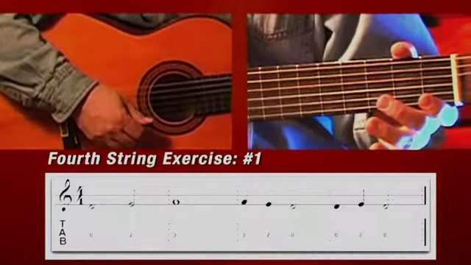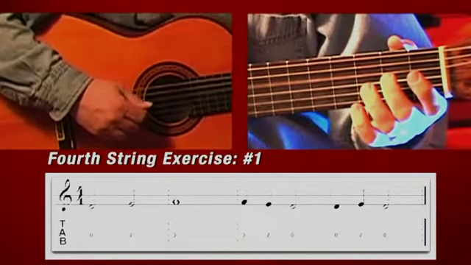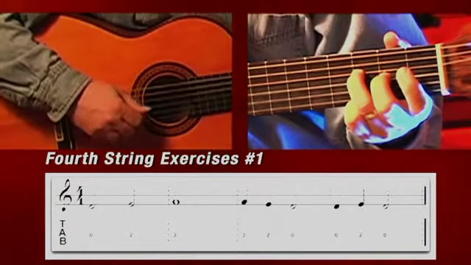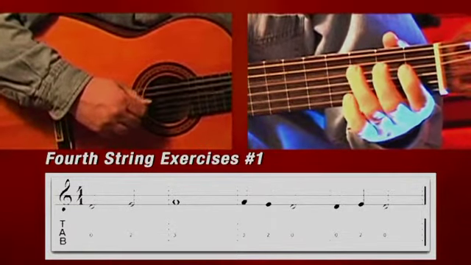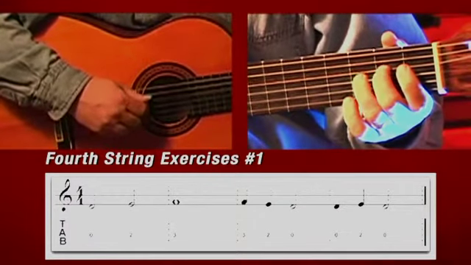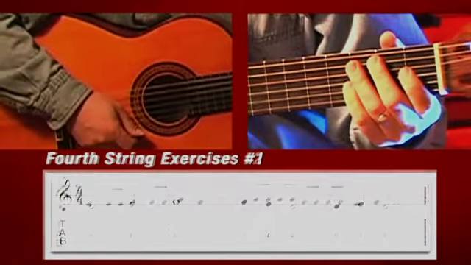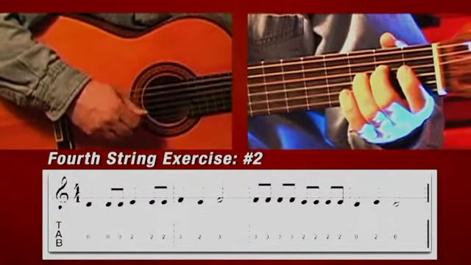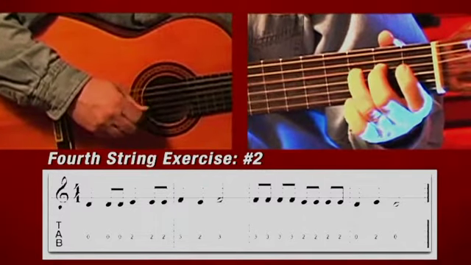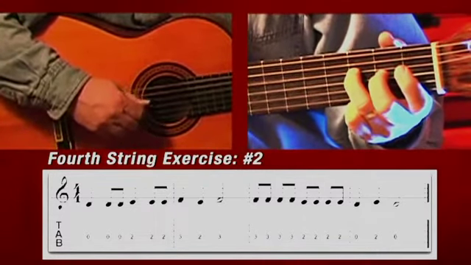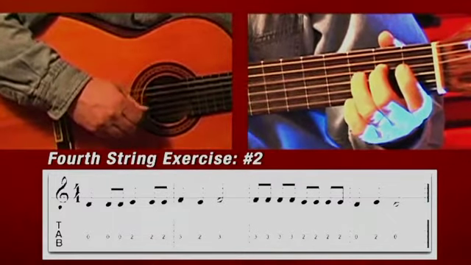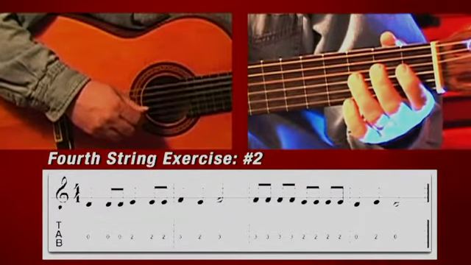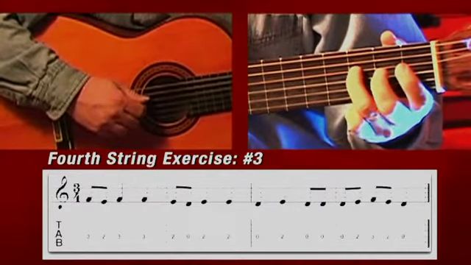Fourth string exercises number 1. Go. 1, 2, 2, 3, 4. There you go. Number 2. Ready, play. Remember to be alternating your picking. Let's do number 3. Ready, go.